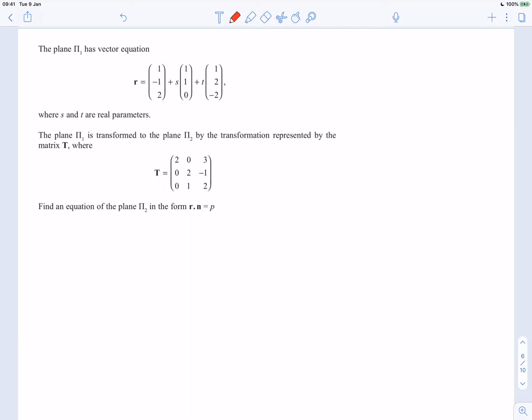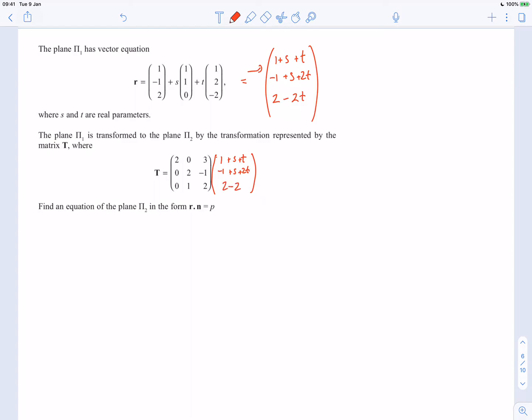Okay, right, so there's nothing for it. We're just going to have to write r as a 3 by 1 vector of 1 plus s plus t, and then minus 1 plus s plus 2t, and 2 minus 2t. All I've done is go row, row, row, and output them into a 3 by 1 matrix. I'm now going to multiply the 3 by 3 matrix by the 3 by 1 matrix to apply the transform to it.